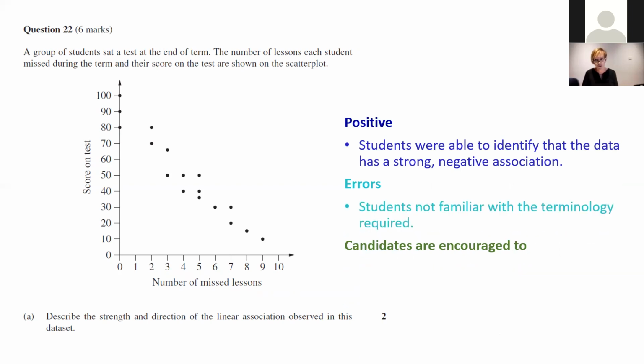Many students weren't familiar with the required terminology, and so we're encouraging them to learn the precise statistical terms. Students shot themselves in the foot a little bit when they would say things like moderately strong, relatively strong. They need to be quite precise in the language that they're using.